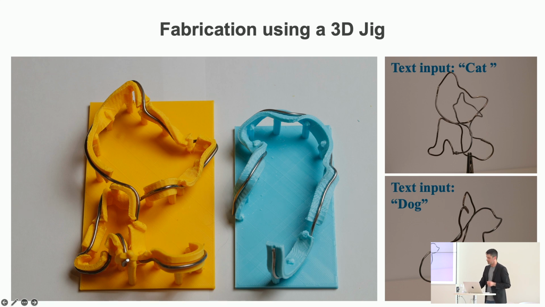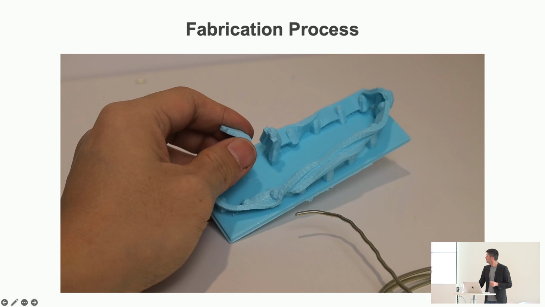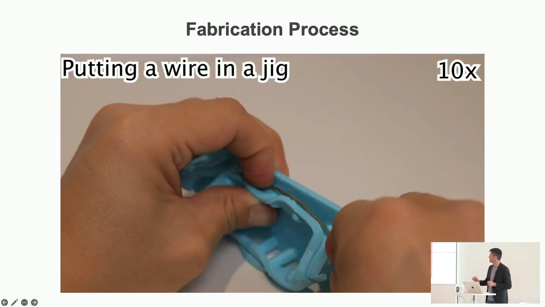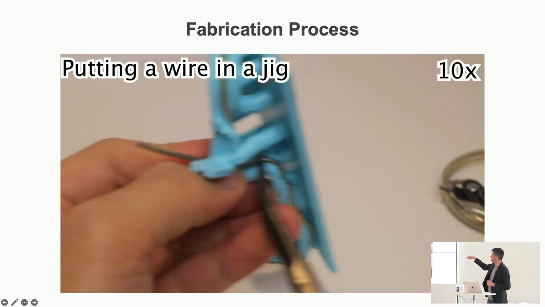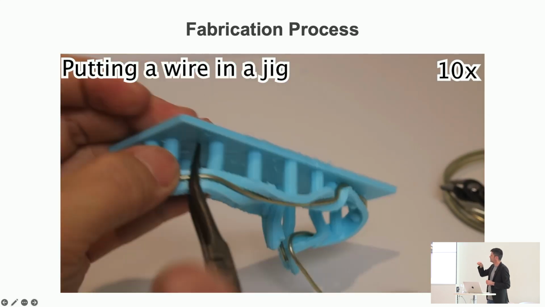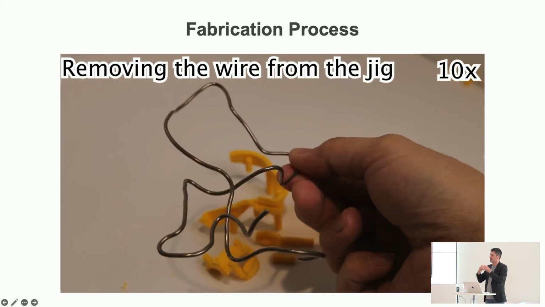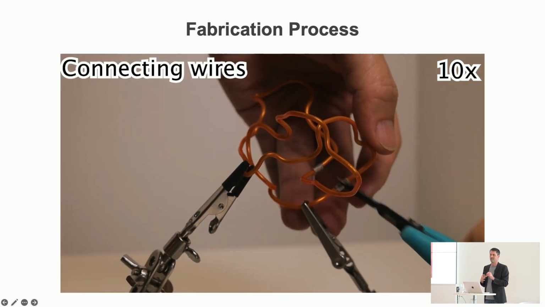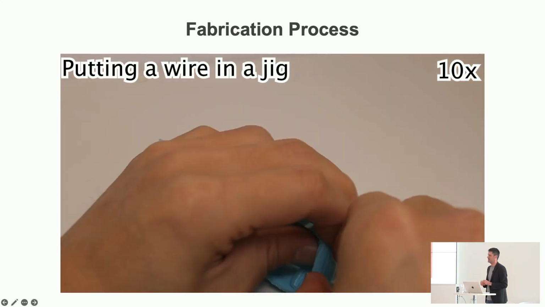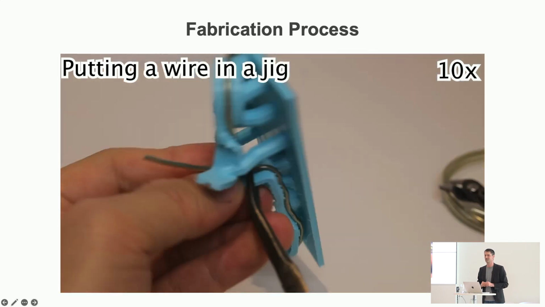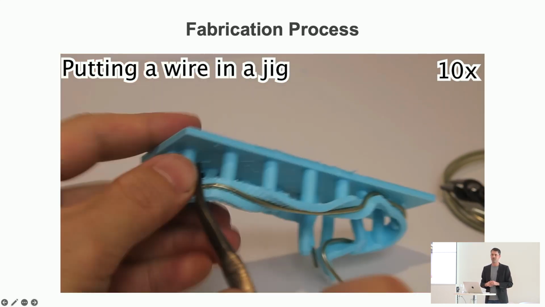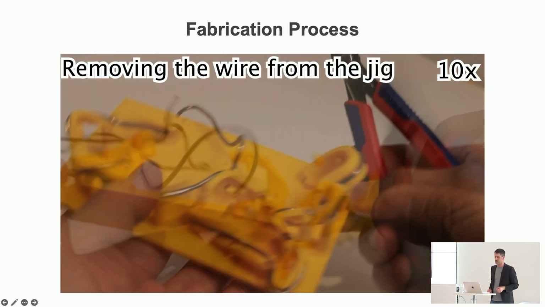Just very briefly, also how we manufactured this. Here you see one of these 3D printed jigs and how the student is putting the wire through it. Unfortunately, we have to destroy the structure in the end. Maybe follow-up work could be creative and come up with a way of making this reusable.